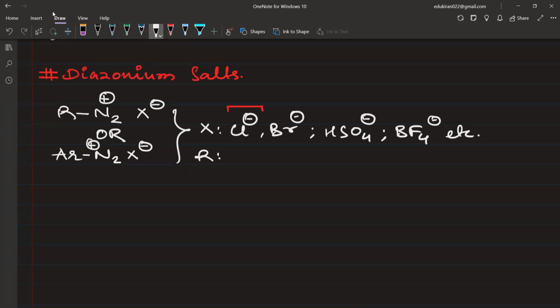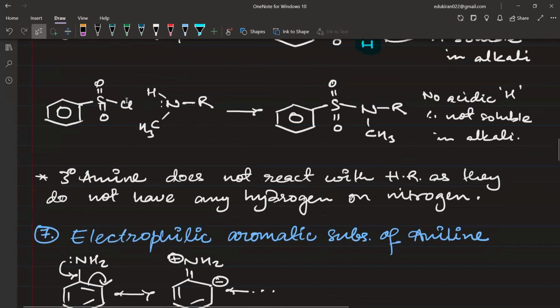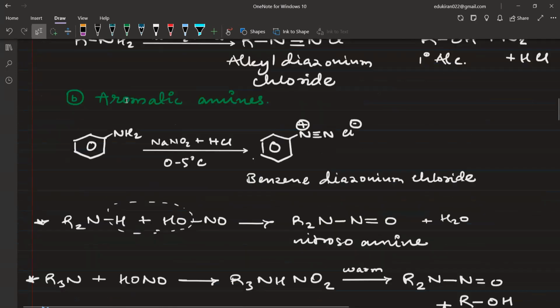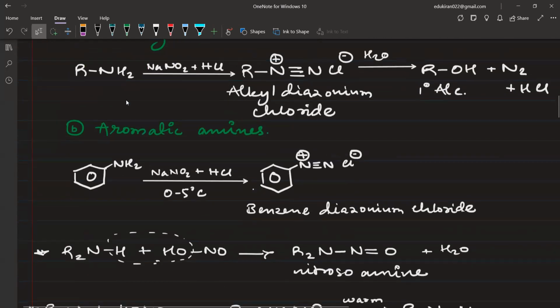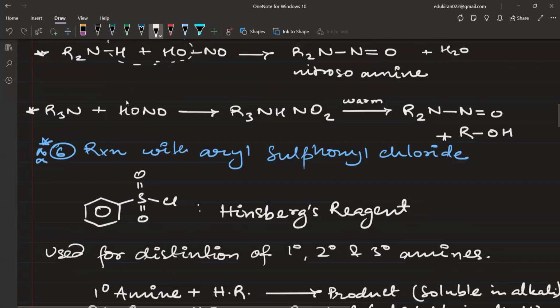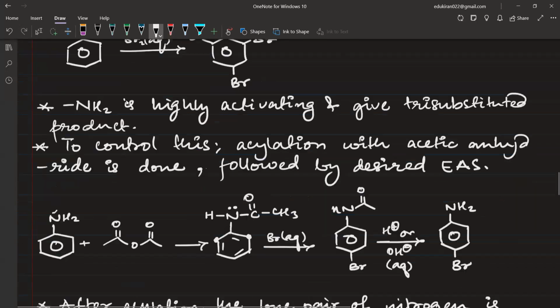And here the R group is what? You can have alkyl group, and you can have aryl also. In aryl, generally you will have benzene. But the problem with alkyl diazonium salt, as we just saw, primary amine gives alkyl diazonium chloride. It is very reactive and it forms alcohol. So it is very unstable and it reacts with moisture to form alcohol. Right, the first point.